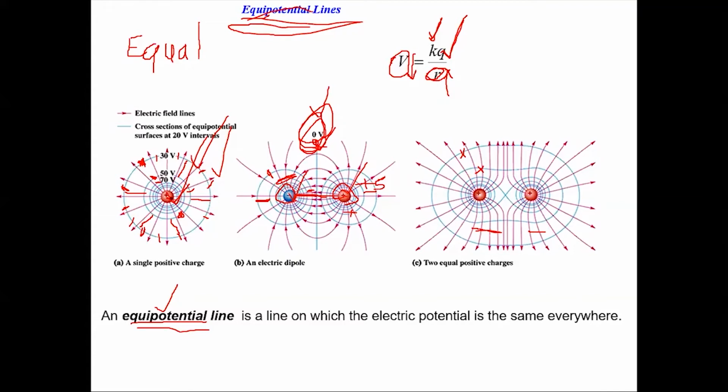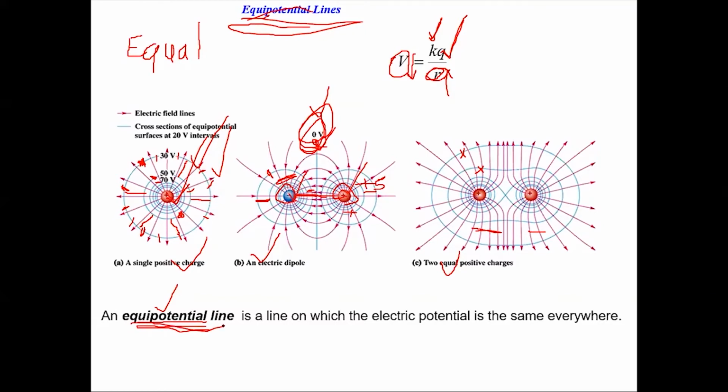So if they're both positive, will they be equidistant, but there won't be an equipotential line down the middle? Yeah, there won't be. It will look like this rather. Not a circle, this. Figure eight? Yeah, figure eight. It will be like that. Okay? So all these blue lines are equipotential lines. All the blue lines in all the pictures here are equipotential lines.